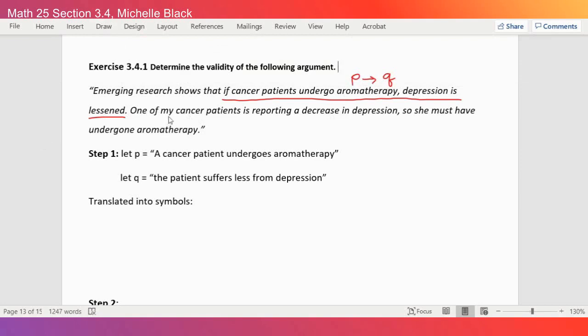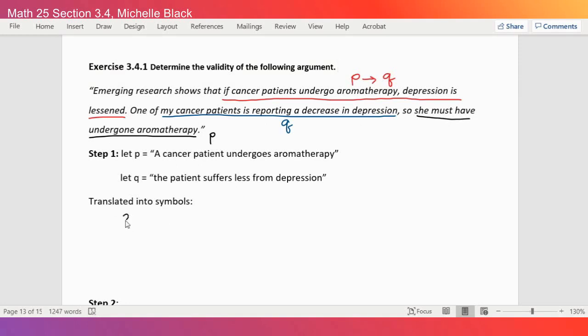Our second premise is one of my cancer patients is reporting a decrease in depression. So it sounds like Q is happening. There is a decrease in depression. So she must have undergone aromatherapy. The conclusion here is that she underwent aromatherapy, which was P. So the conclusion sounds like P.